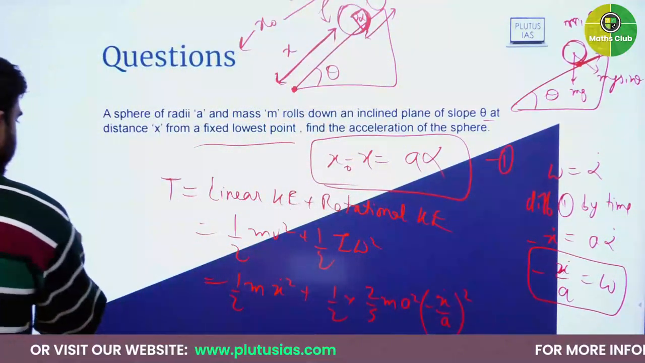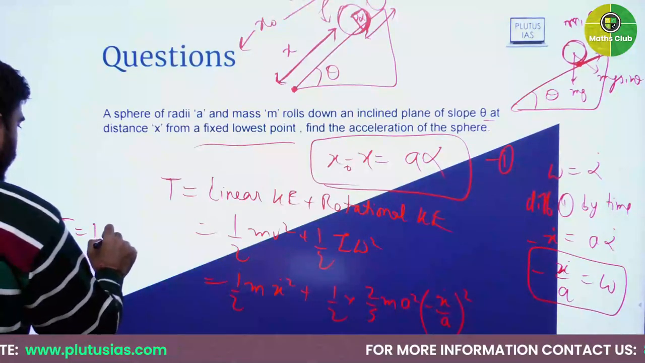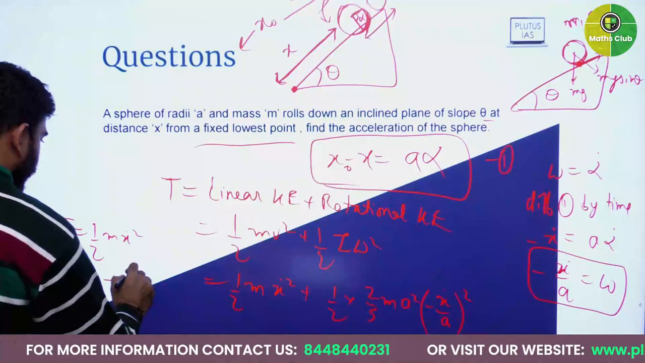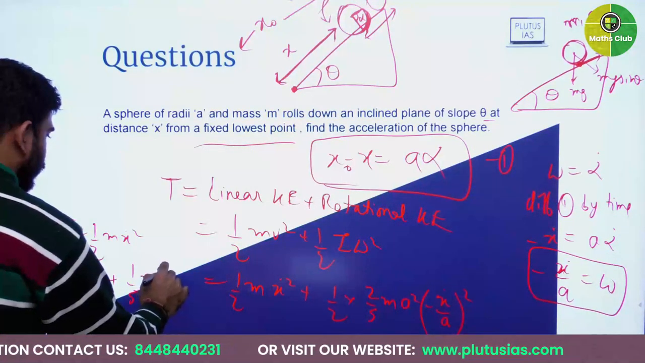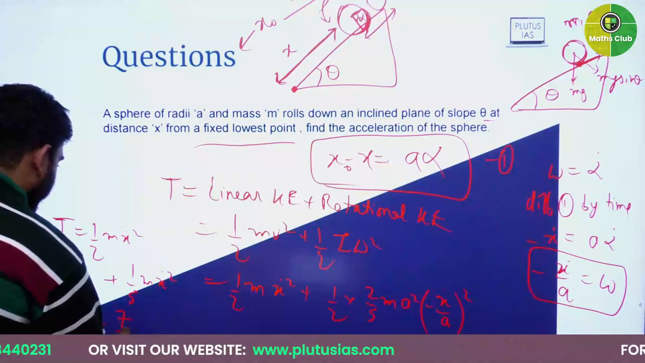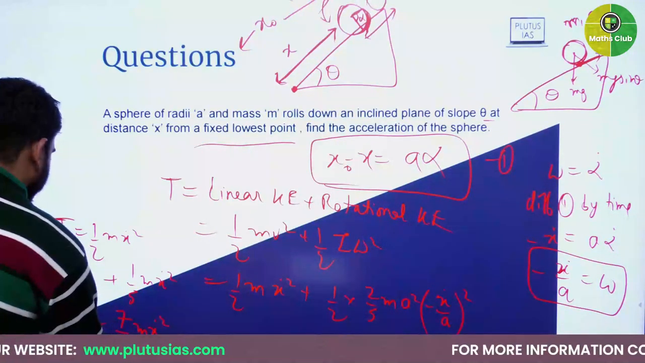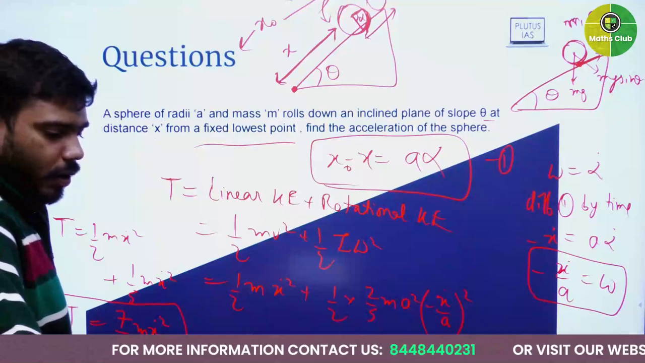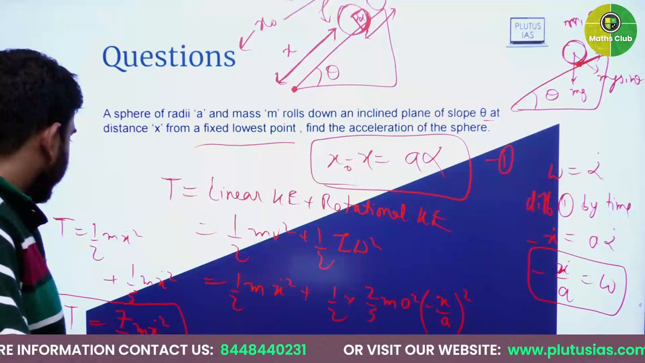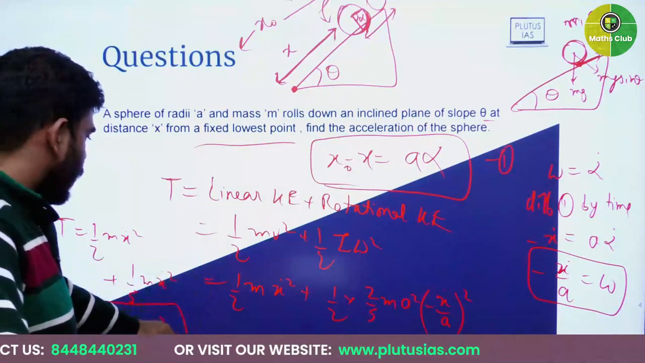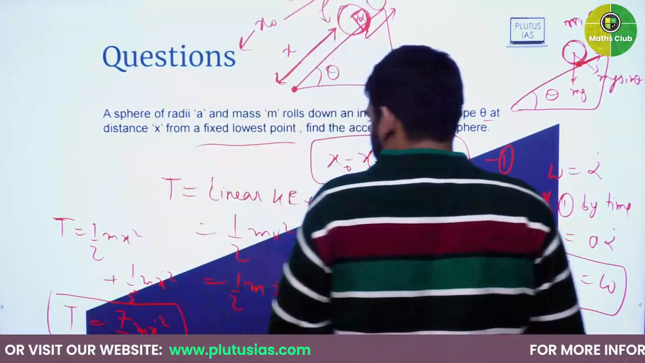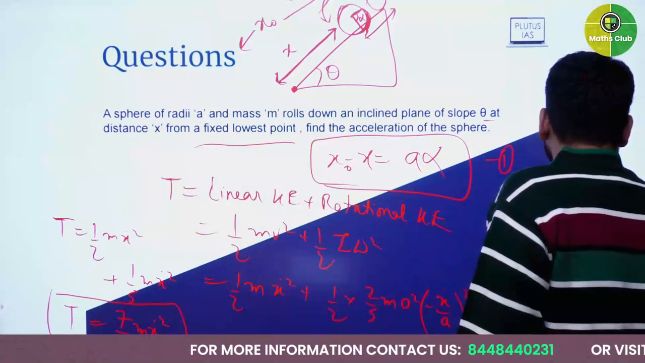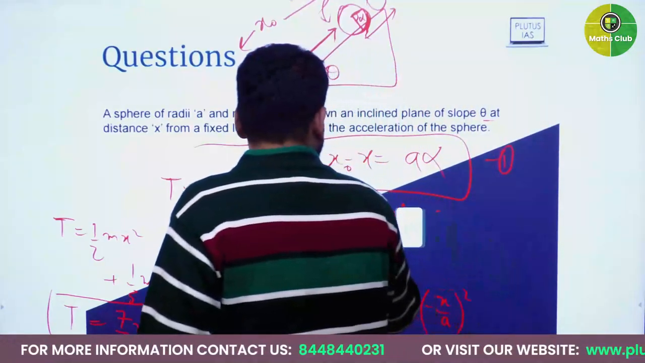So solving this we will get kinetic energy is half m x dot square plus 1/5 m x dot square, which is 7/10 m x dot square. Yes, I have found the first thing. The first thing that we require to find is the total kinetic energy, and we get total kinetic energy 7/10 m x dot square. Right? So when I have done all this, the second thing that we need over here is potential energy. Just find these two and the work is done.